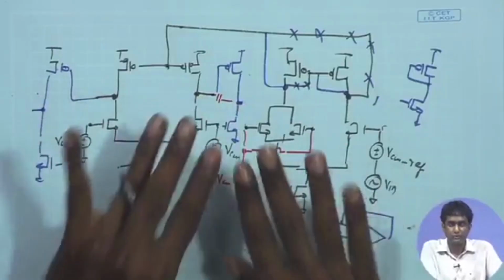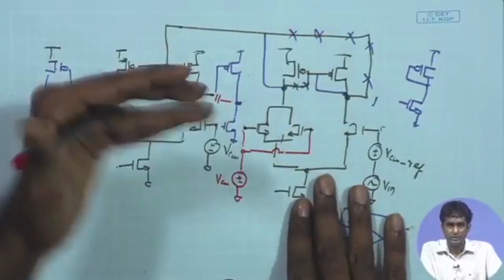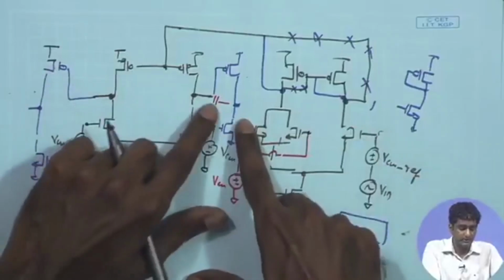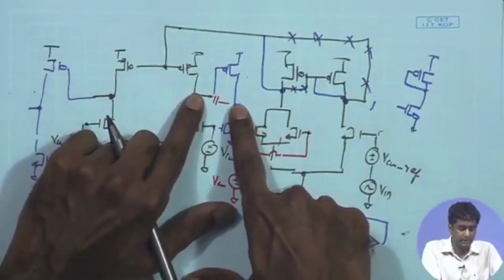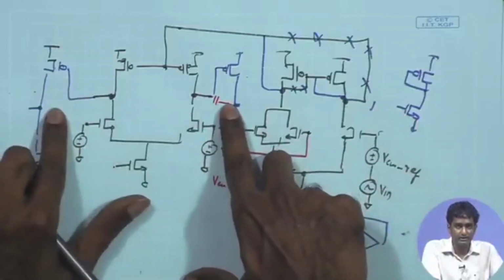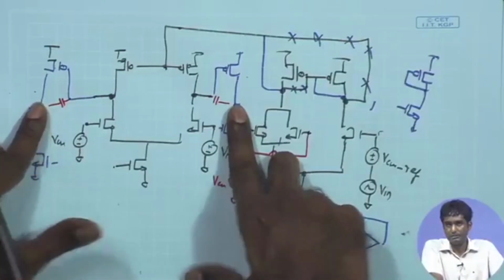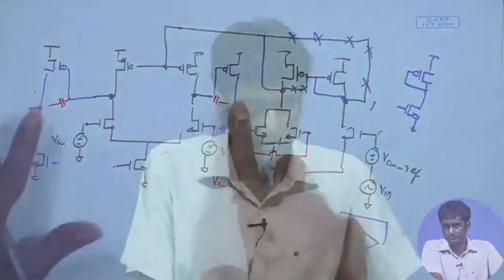It basically implies that we are trying to have similar compensation for the differential as well as the common mode loop, because once you put the capacitor here, it compensates the differential operation, and at the same time it also compensates the common mode operation. Then resume with the rest of the discussion.